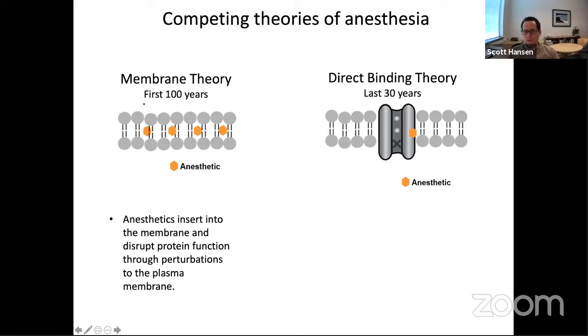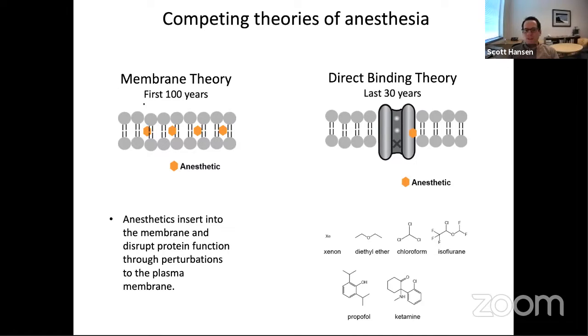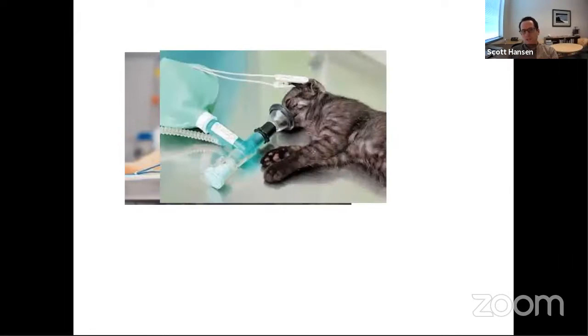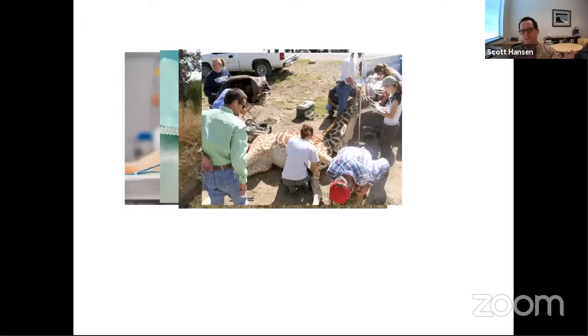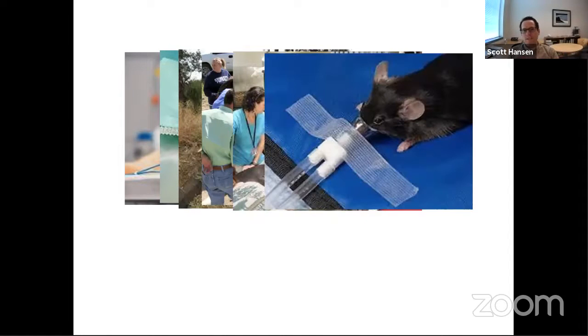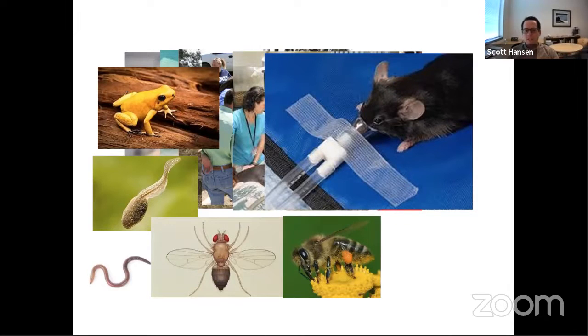But these proposals didn't get around the fact that there was this chemical diversity, and so it left this lingering problem. And people since that time have looked at anesthetics on all kinds of animals. One of the other problems is just the diversity of animals. So dogs, cats, elephants, hippopotamus, mice, you name it, almost every single animal on the planet is anesthetized with all these different anesthetics.